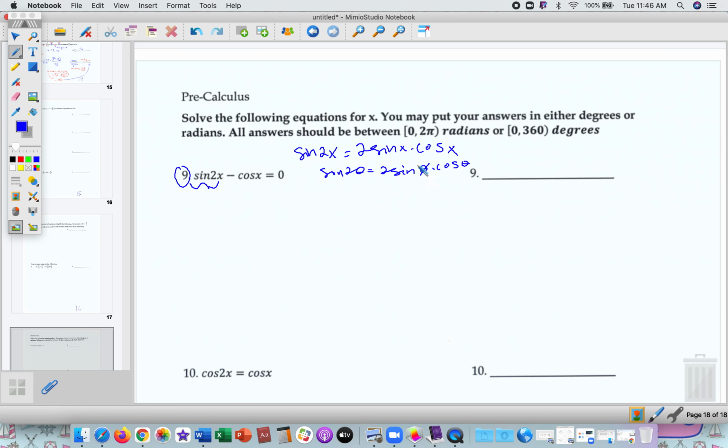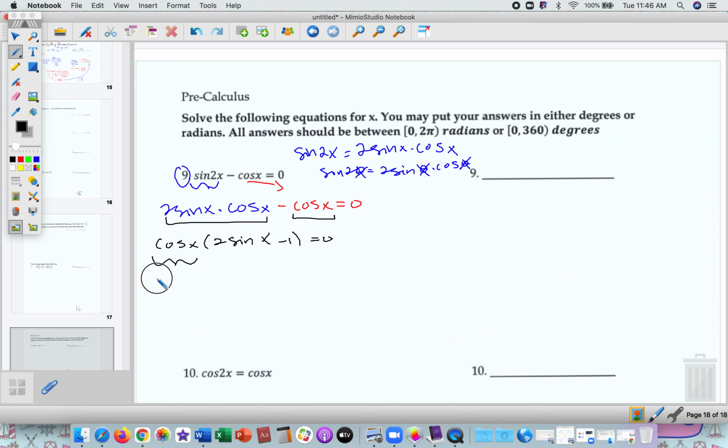And we can replace that theta with x. So over here, we're going to write 2 sine x times cos x. Then we'll bring down the minus cos x. Both quantities have cos x that we can factor out. So we're left with cos x times 2 sine x minus 1 equals 0.